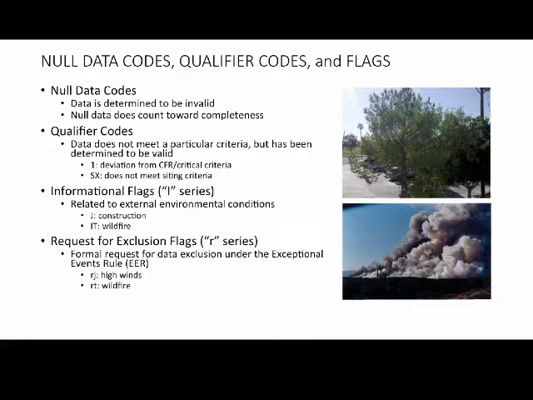Okay. So I'm going to switch gears a little bit and talk about codes. There are 4 different kinds of codes in AQS: null data codes, qualifier codes, informational flags, and request exclusion flags.